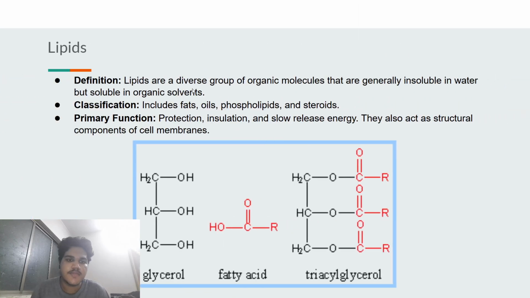Lipids. Lipids are a diverse group of organic molecules that are generally insoluble in water but soluble in organic solvents. Some constituents of lipids are fats, oils, phospholipids, and steroids. The primary function of lipids is protection, insulation, and slow release of energy. They also act as structural components of cell membranes. An example of a lipid here is glycerol and three fatty acid chains, which form a bond together, creating triacylglycerol.